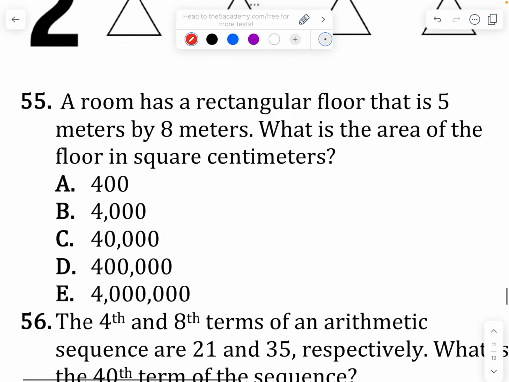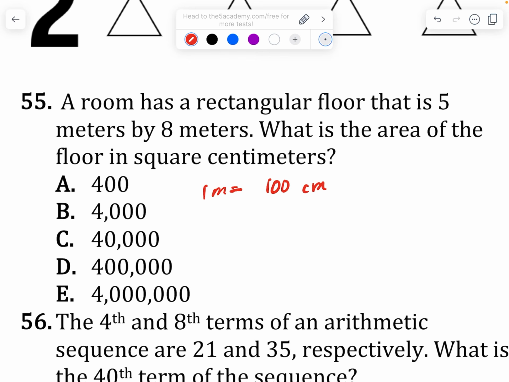Our room has a rectangular floor that is 5 by 8 meters. What is the area of the floor in square centimeters? So remember the unit conversions we did earlier. Let's first remember 1 meter is equal to 100 centimeters.